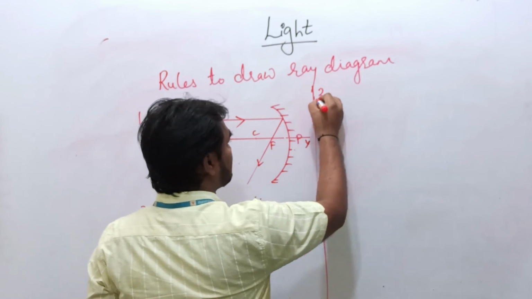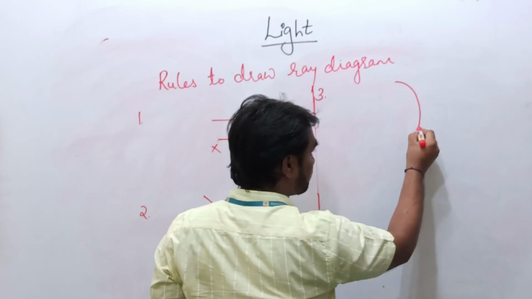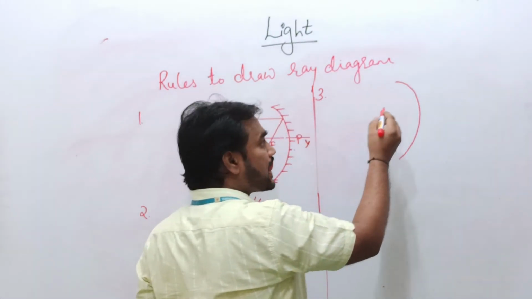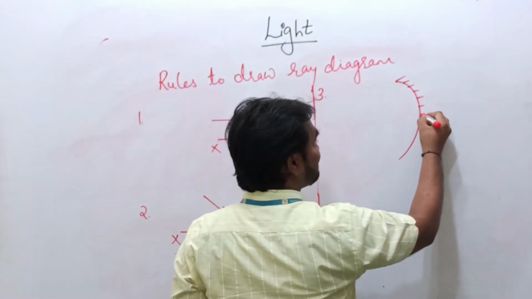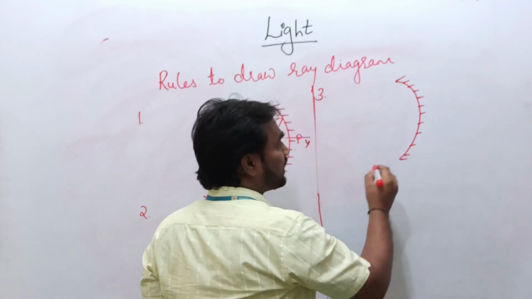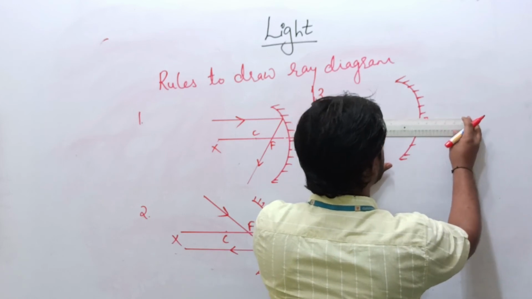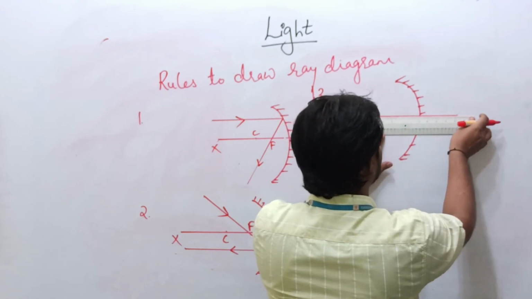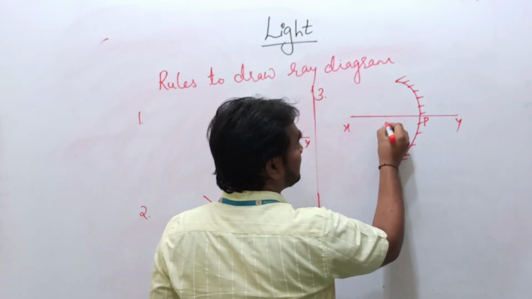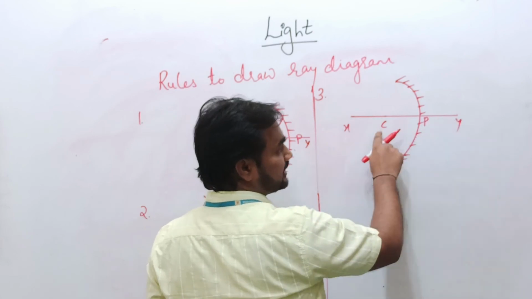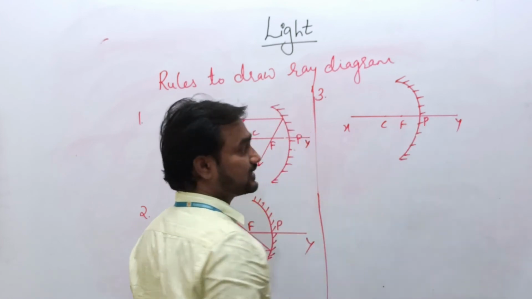Next, the third rule I will take. Again take the concave mirror, then let the center of the reflecting surface be the pole P. Then this be Y and X, because if I take C as the center of curvature, the line passing through the center of curvature and the pole is the principal axis, and the midpoint of CP is F, the principal focus.